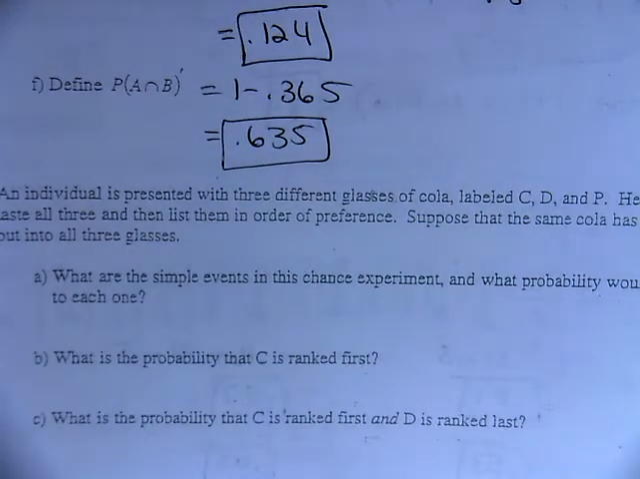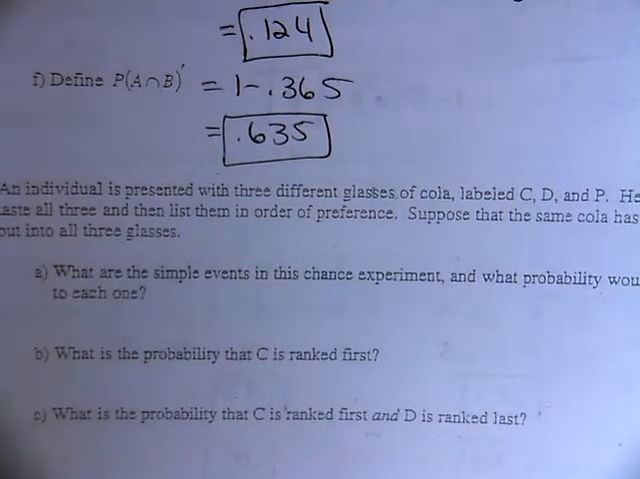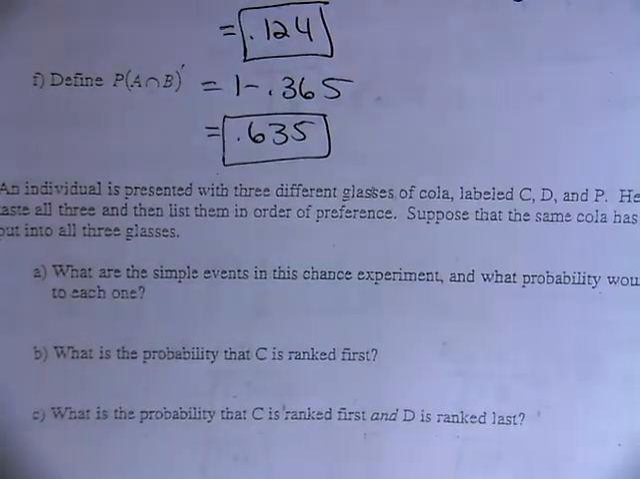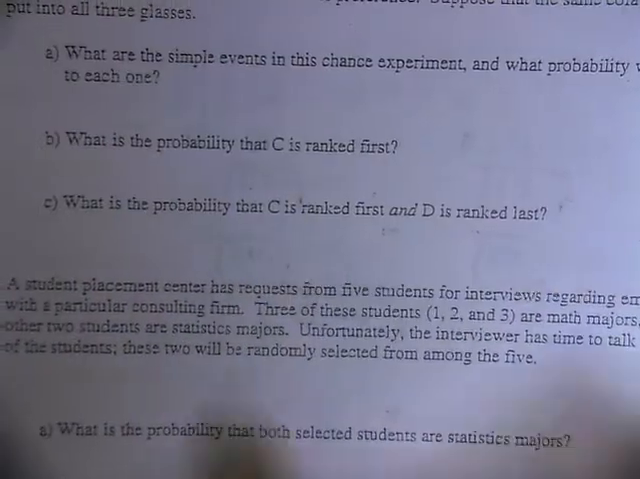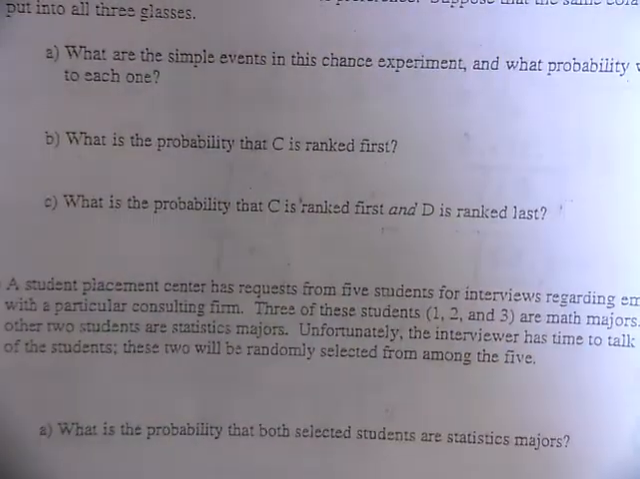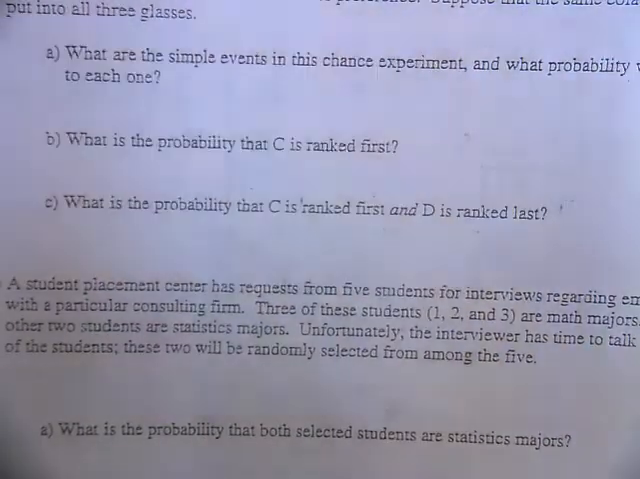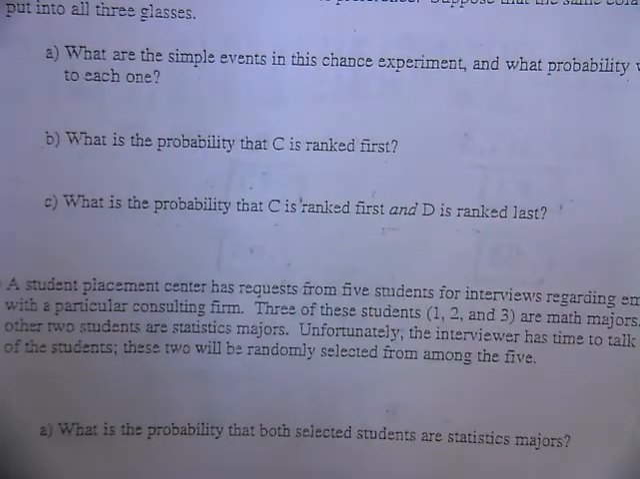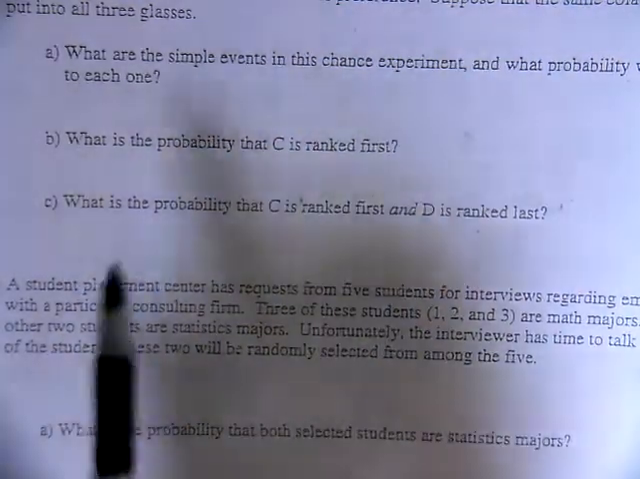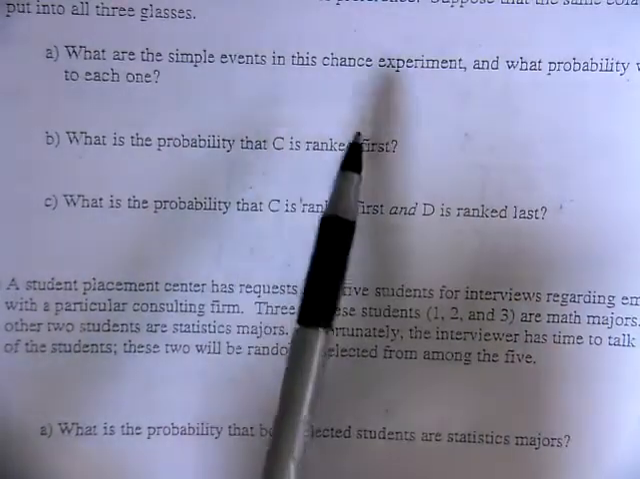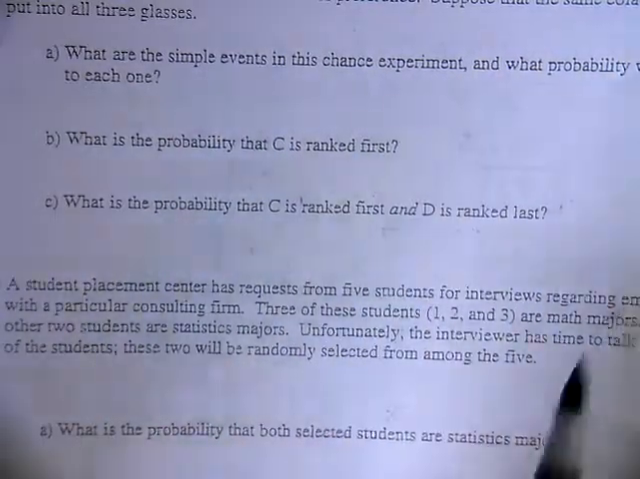Okay, so we had a table, we've had a Venn diagram. The next two are just story problems. Again, we're just kind of throwing everything at you. So an individual is presented with 3 different types of glasses of cola, labeled C, D, and P. He's asked to taste all 3, then list them in order of preference. Suppose that the same cola has actually been put into all 3 glasses. What are the simple events of this chance experiment, and what probability would you assign to each one?